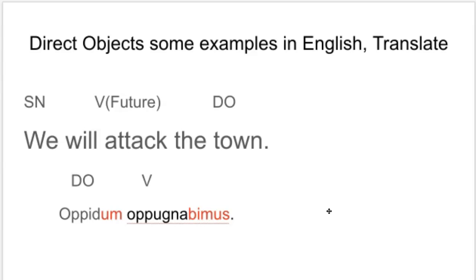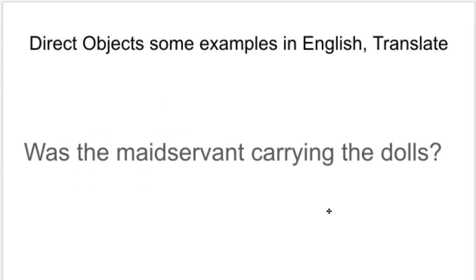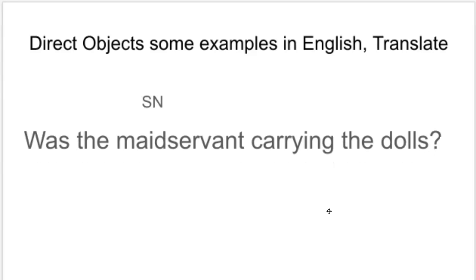So remember, guys, you can have a Latin sentence with no nominatives in it. You can get your subject from the verb. That's why you always want to check out the verb first. All right, let's do one more example that's a little bit different from what we saw before. Was the maidservant carrying the dolls? Here we have a question, and that changes things just a little bit. Our subject in this sentence is maidservant, so we can figure that out pretty easily.